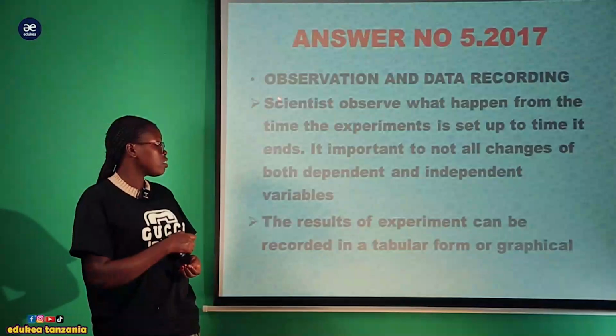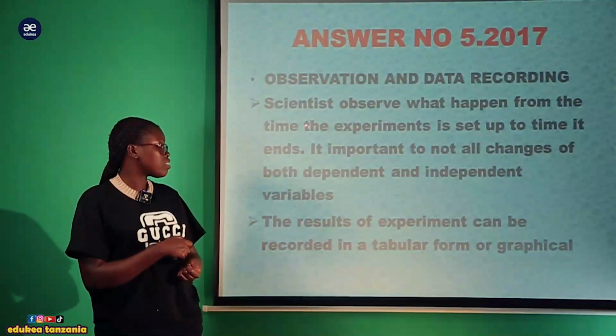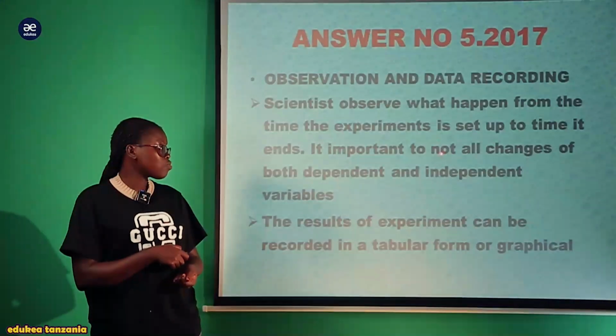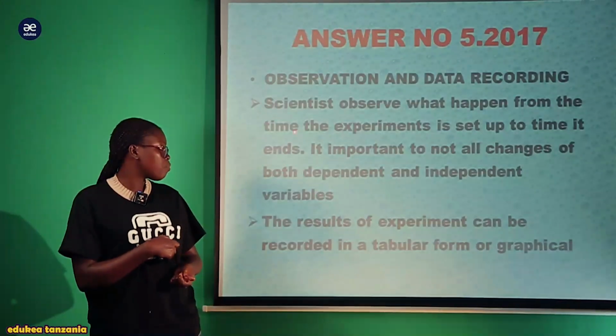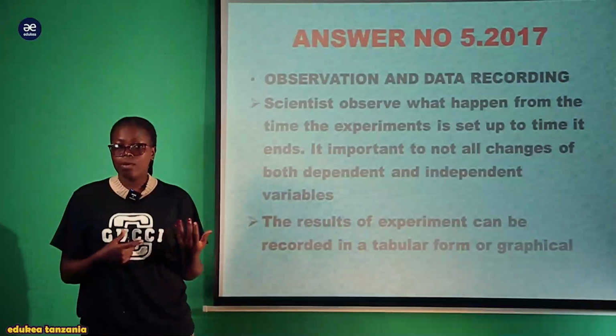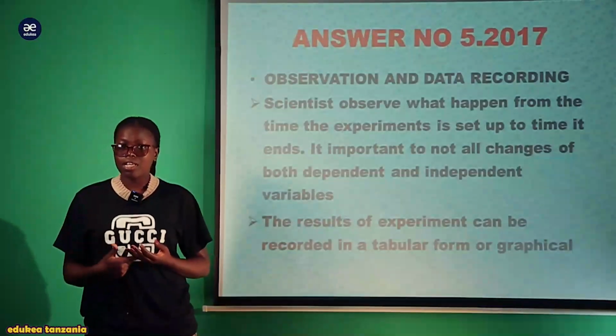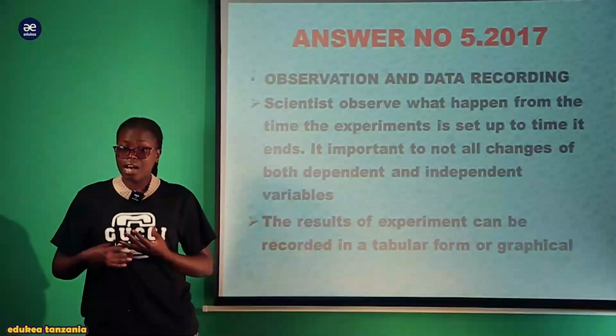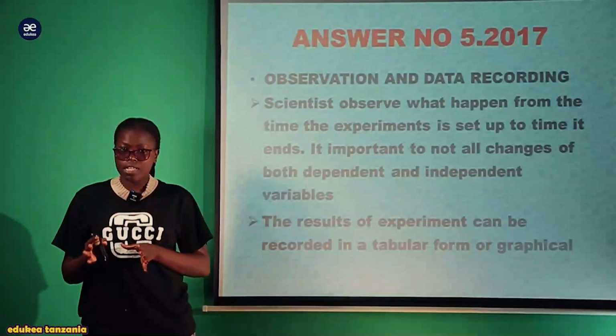So in observation, scientists observe what happened from the time the experiment is set up to the time it ends. It is important to note all changes of both dependent and independent variables. While observing what happened during the experiment and recording, make sure that you record each and everything that is happening during the experiment. Don't omit anything.